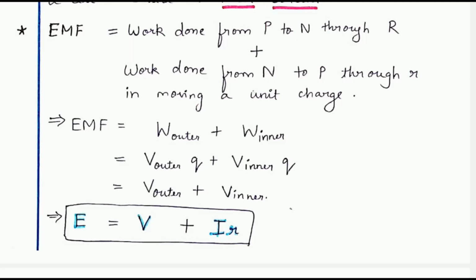So small r, wherever and whenever you draw the diagram for an electric cell, you must represent two electrodes, that is the positive terminal, the negative terminal, and the internal resistance. Do not forget internal resistance. Do not forget small r.